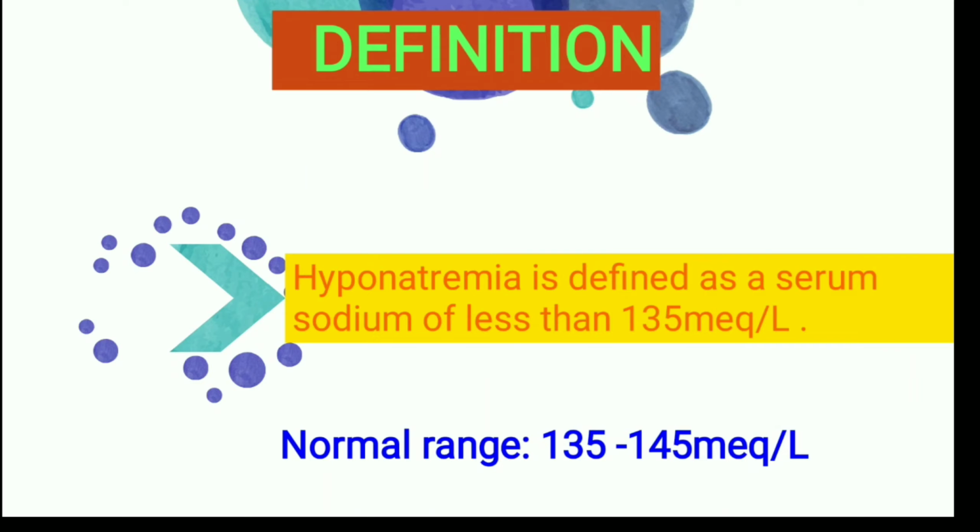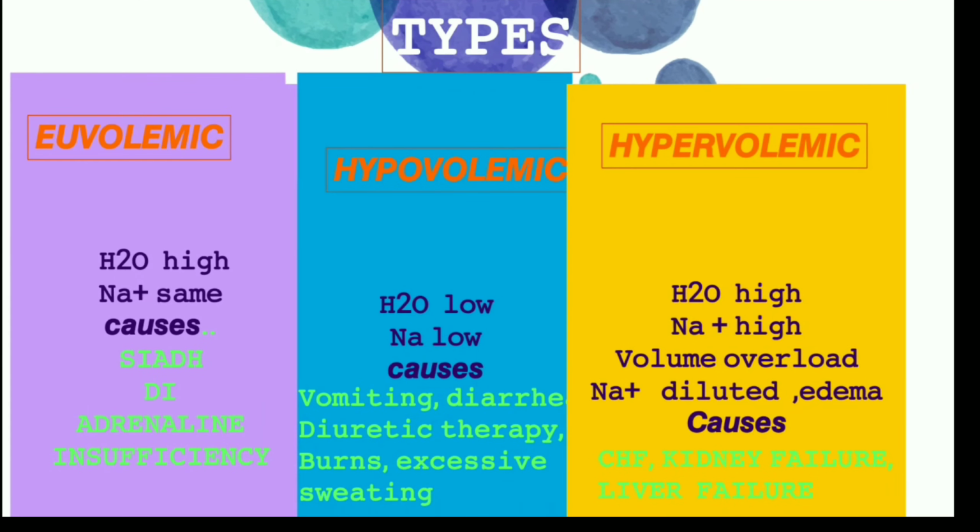So, what is the role of sodium in the body? This is an electrolyte that regulates water inside and outside of the body. Water loves sodium. So, hyponatremia refers to a sodium level that is less than 135 milliequivalents per liter. So, let's move on to the types. There are mainly three types according to the volume status: euvolemic hyponatremia, hypovolemic hyponatremia, and hypervolemic hyponatremia.